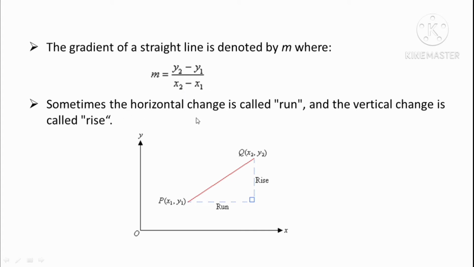Sometimes the horizontal change is called run and the vertical change is called rise. Just like what I mentioned just now, here is the rise and here is the run. So y2, y1, x2 and x1 represent the coordinates of each of the dots here, which can be combined, and it will be a straight line. We can draw the straight line through the dots.